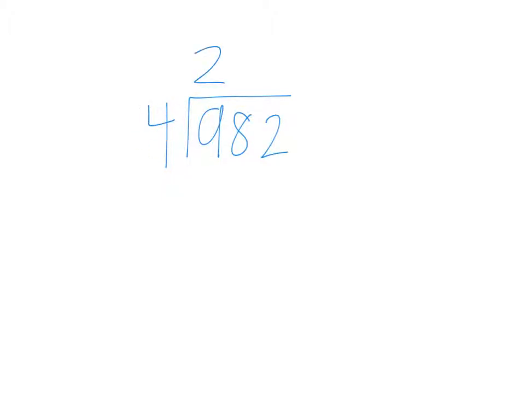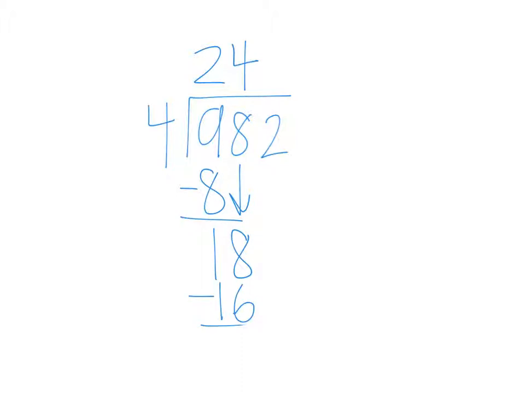Then we do 4 times 2 equals what? 8. We're going to subtract those. What's 9 minus 8? 1. Okay, then we're bringing this down because we're going to the next digit. This is digit by digit. Now we're looking at 18. How many times does 4 go into 18? 4 times. Okay, 4 times 4 equals 16. So that's 2. Bring down this 2.